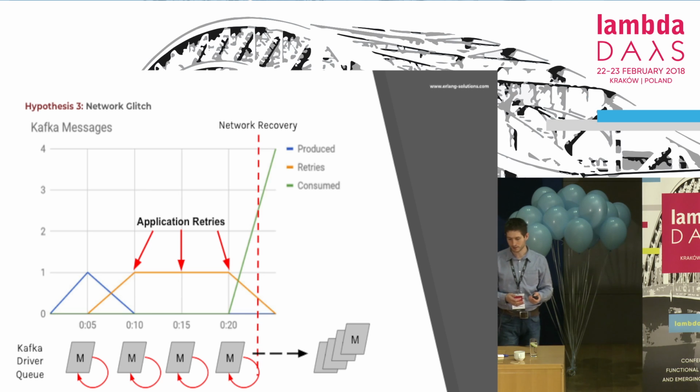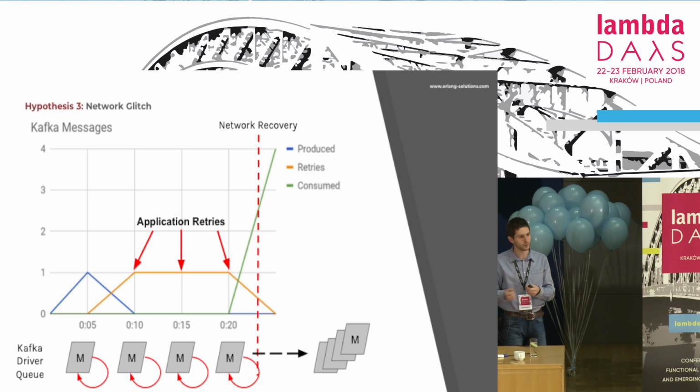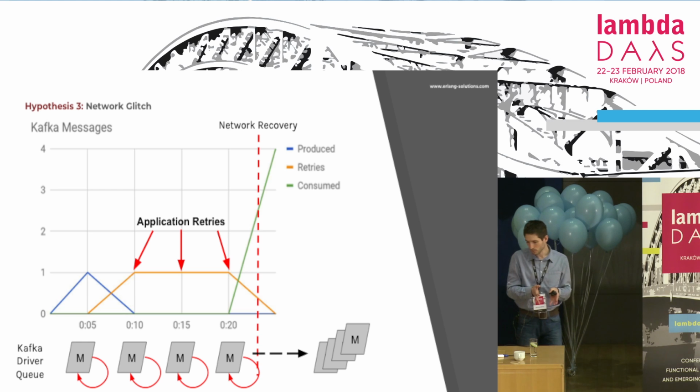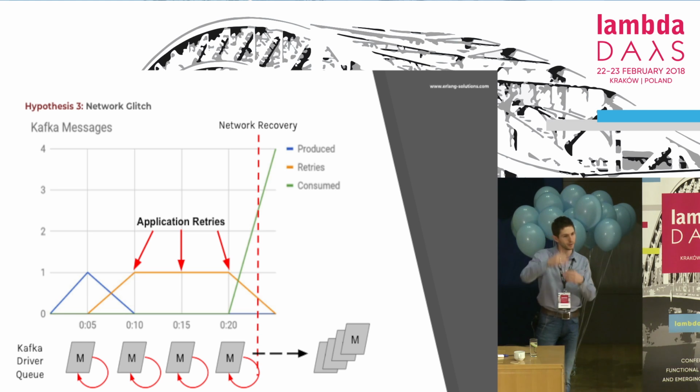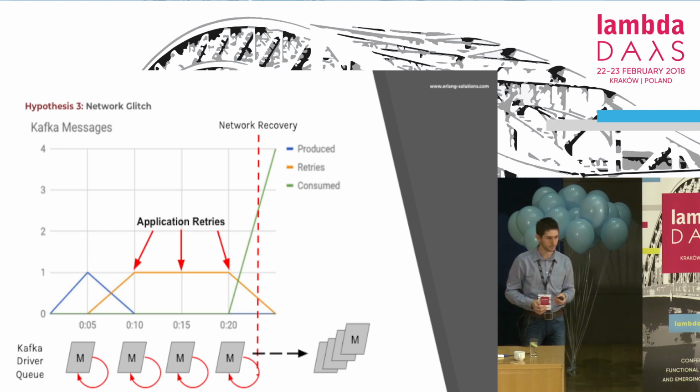And we learned that it was the Kafka driver which had its internal retry mechanism, and we were doubling the retry. So first we produced a message, the connection was broken, it was stored in the Kafka queue, and then every retry from the application layer was treated as a new message, and that's how eventually we got 4 messages.